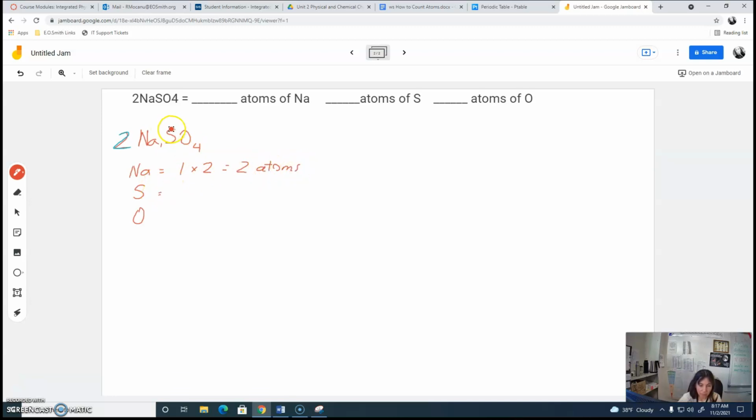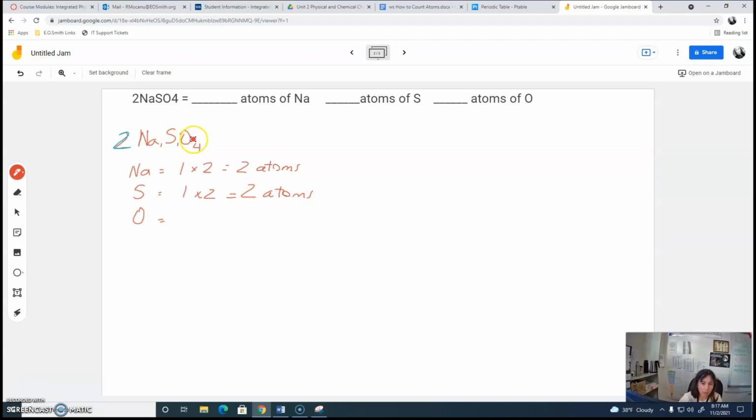How about sulfur? Again, I look at the sulfur. I don't see a subscript next to it, so I know it's got to be 1. And then I can't forget about my coefficient that multiplies everything after it. So I also have 2 atoms of sulfur.